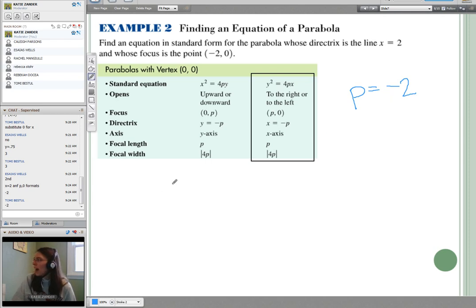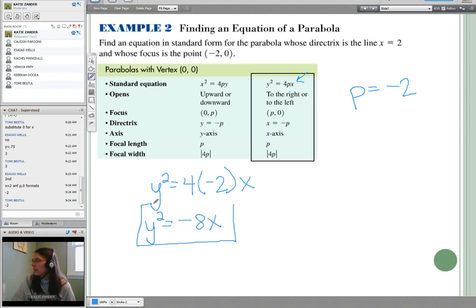So since we have the value for p, the hard part is done. We're just going to come up to the equation, replace that value for p inside here, and simplify. So it looks like we'll get a -8x for that one. Hey, not too bad. Questions with that example? So some of these go really fast, which is nice.